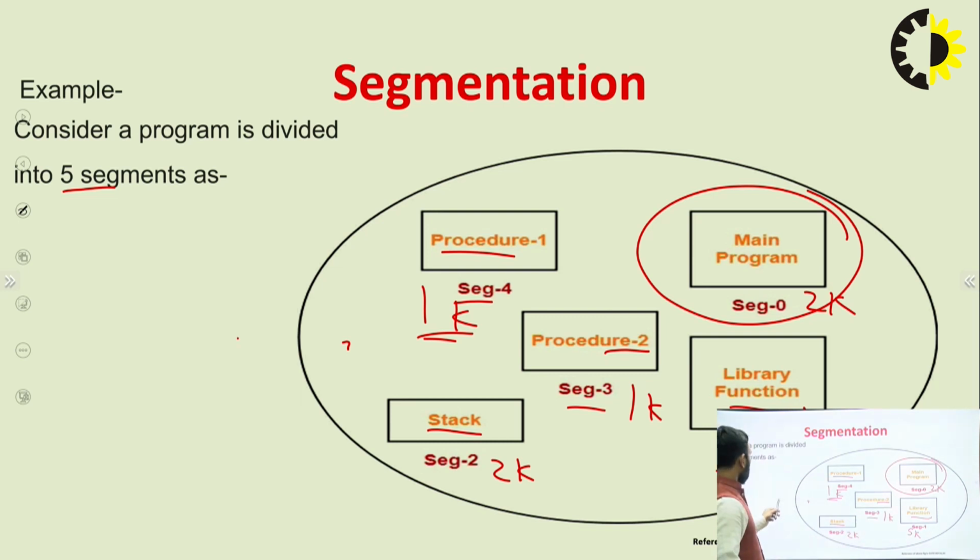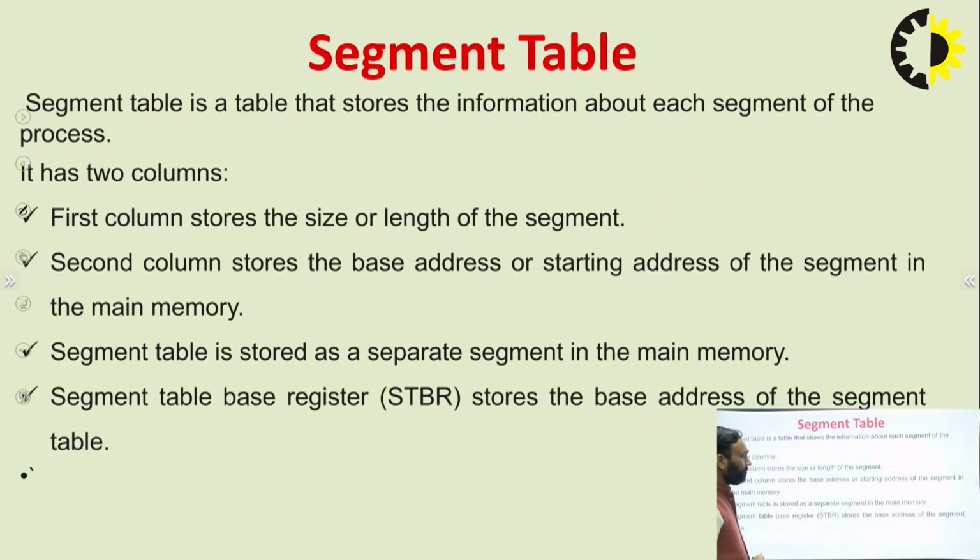Now the major part is to fetch the physical address from the logical address. As we know, the computer always uses a logical address and that will be converted into a physical address. How this is done in segmentation, we will understand in the next slide. So how is this data maintained? That is done with the help of the segment table. What is a segment table?